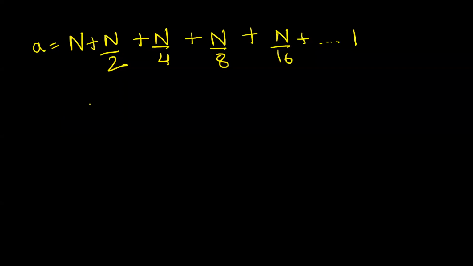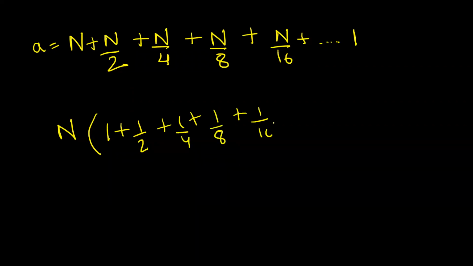And somebody has identified very correctly, this is an infinite GP. See, take n common. What do you get? 1 plus 1 by 2 plus 1 by 4 plus 1 by 8 plus 1 by 16, going on like this till 1 by n. And what did I tell you? We are interested in large values of n.